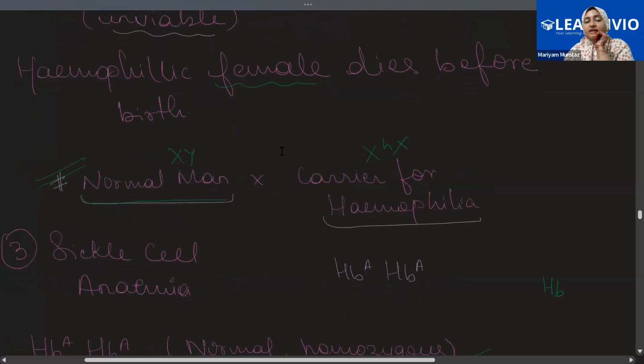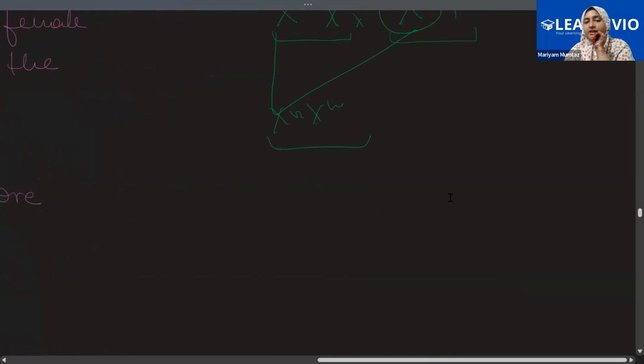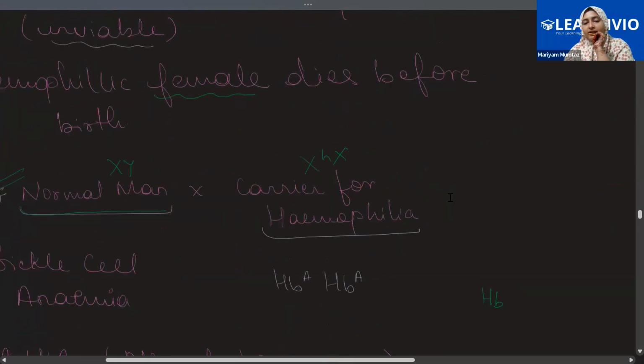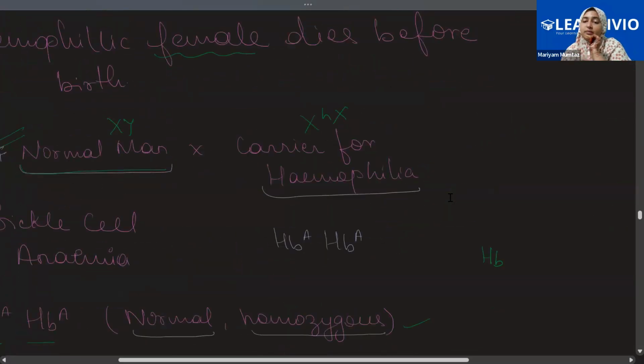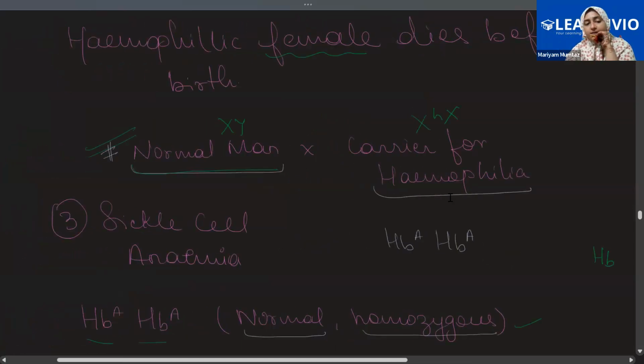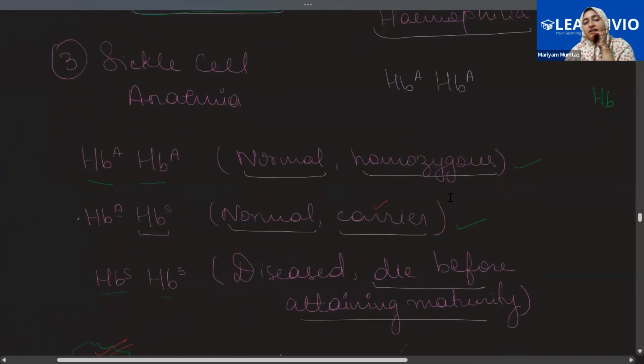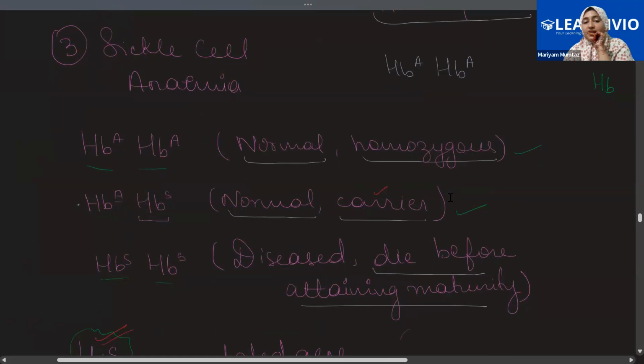So in this case, when a normal man marries a carrier for hemophilia, now you people can make out the crosses, how that can be, like how the transmission of that particular disease can be done. Then comes the third disease, that is sickle cell anemia.